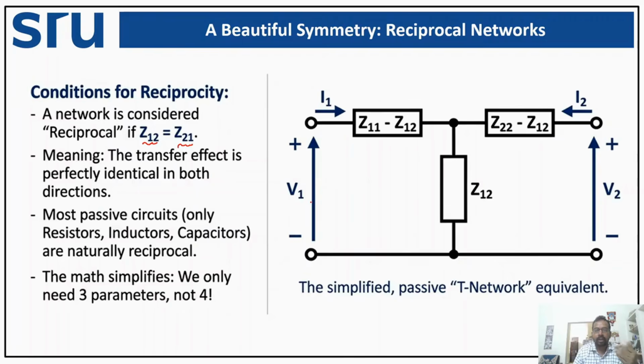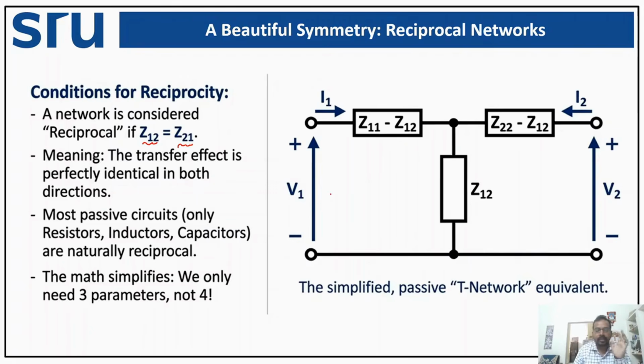For example, under normal conditions, we need to measure the 4 parameters, that is Z11, Z22, Z21 and Z12. As Z12 is equal to Z21, we need to compute only 3 parameters, that is Z11, Z22, and either of Z12 or Z21.